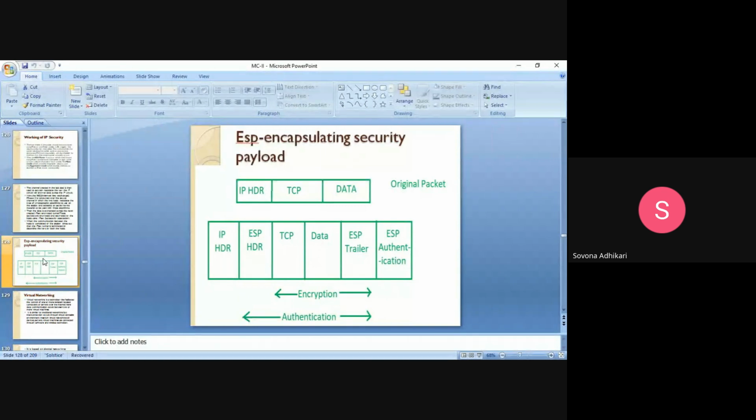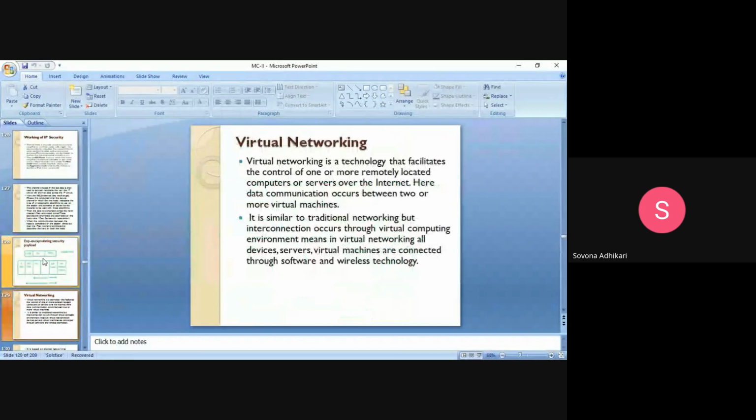So IPsec plays a vital role and provides security to the data, so that it comes from the authorized user and is delivered to the destination side without any hacking or reading by other users.